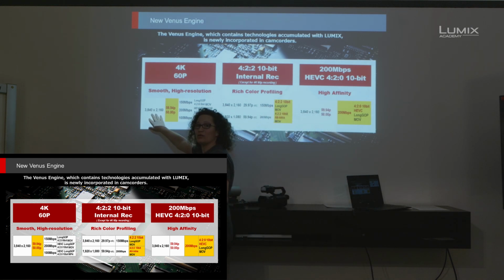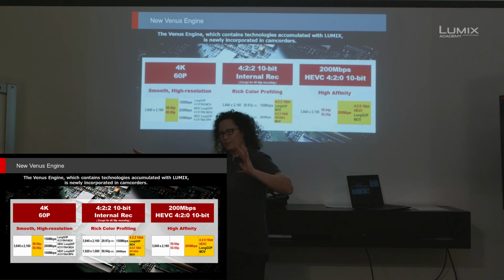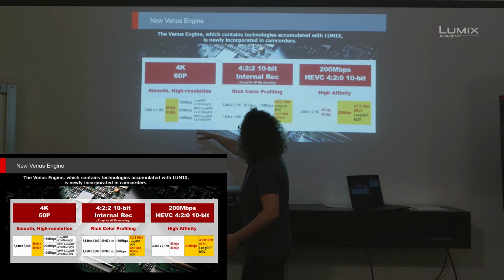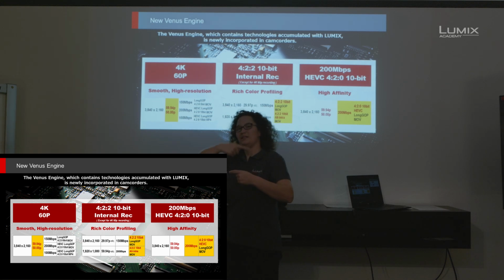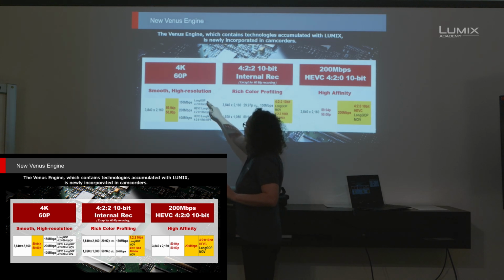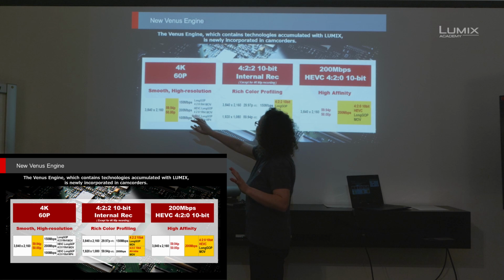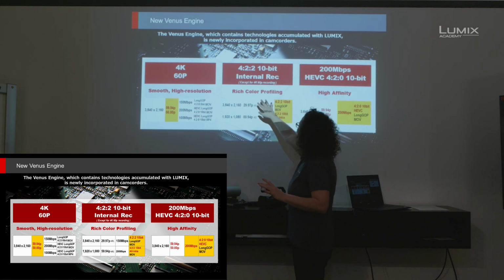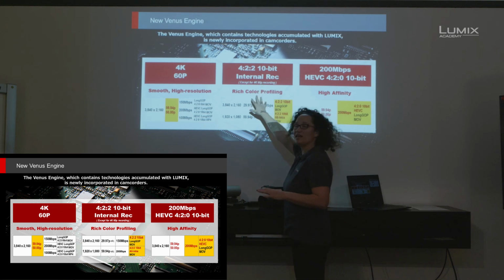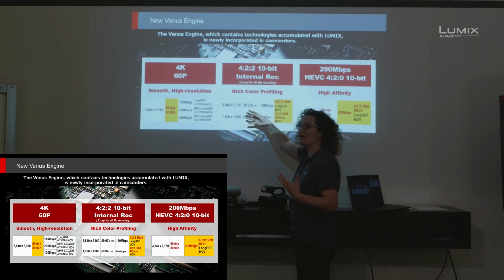That's standard for flat TVs and cinema, actually UHD. It means that we can record up to 60 frames each second, making it very, very smooth. The different formats, longer, HEVC longer, I will explain later. 422 10-bit internal recording means, next slide, how the camera handles color.